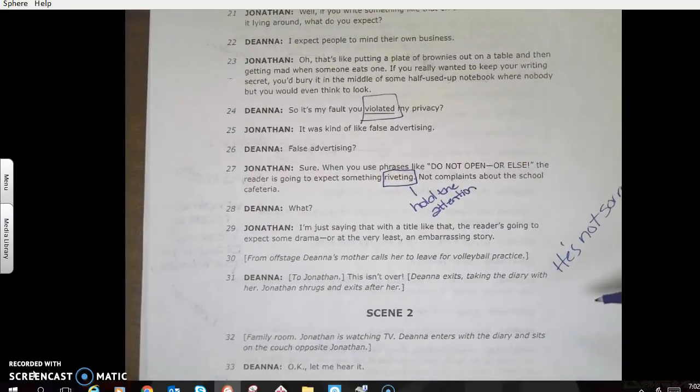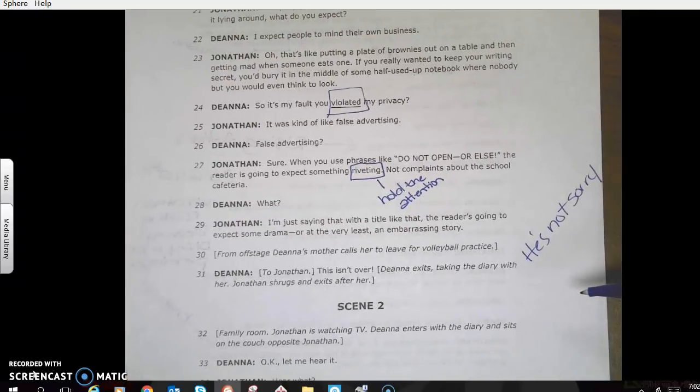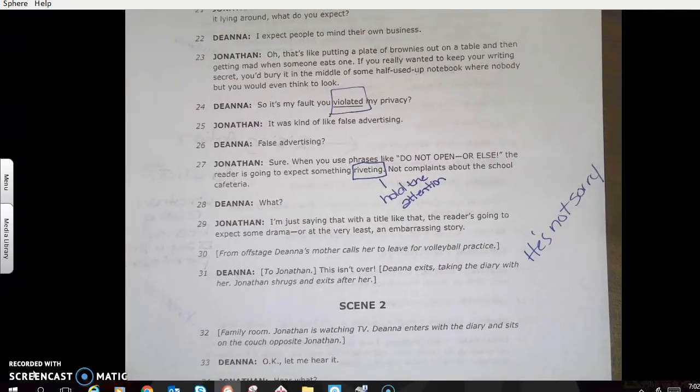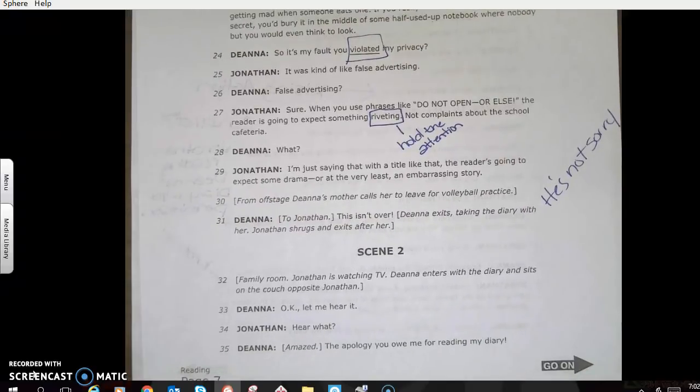And at the end of scene 2, he's not sorry about it. He's kind of saying, hey, your fault. You're the one that left it out here. She's angry and she leaves. Scene 2 is going to be in another setting.